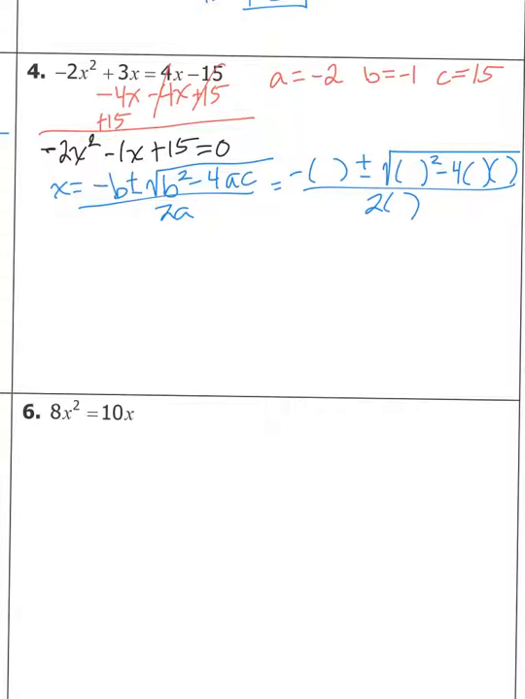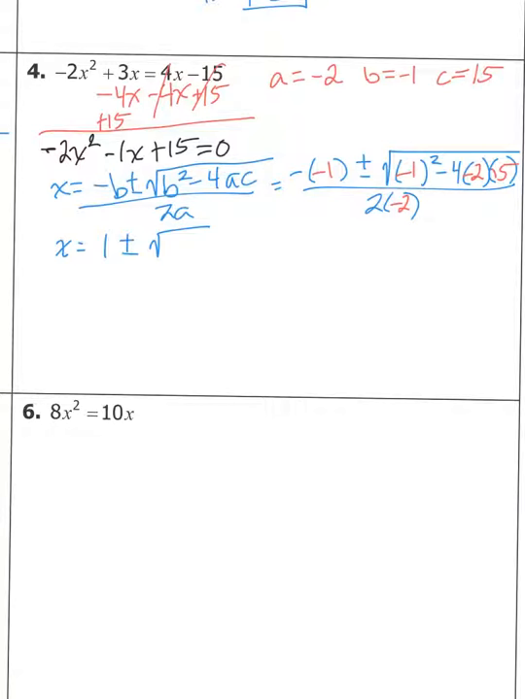Okay, so plug in your numbers where they belong. So my b is -1, so I have a -1, and a -1 here. And then my a is -2, there's a lot of negatives. My c is 15, and my a is -2. So watch all those signs. So x is, the opposite of -1 is +1, plus or minus the square root of. So put this in the calculator exactly as you see it, making sure you use parentheses, especially here.